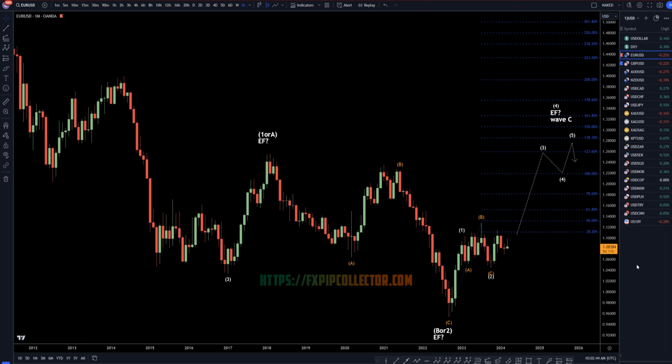Today is Wednesday, March 20th, and this is my analysis of the Euro-US dollar, starting on the monthly, working my way down to the 1 hour time frame for the full top-down analysis. So today is federal funds rate for the US dollar, definitely going to cause some volatility.